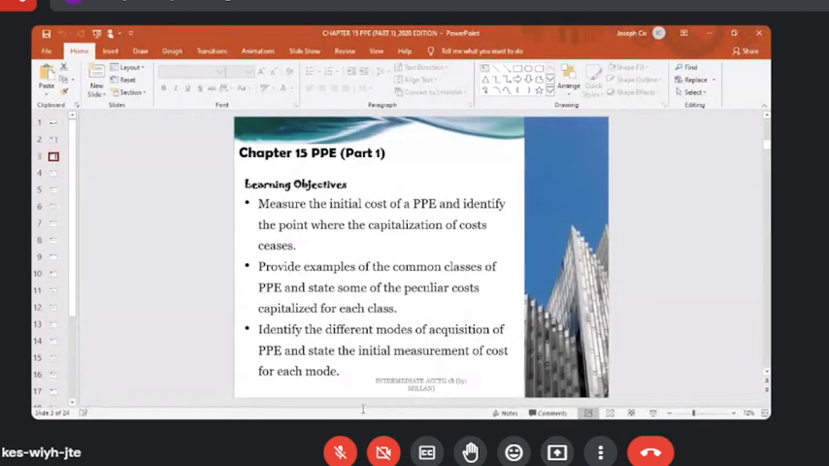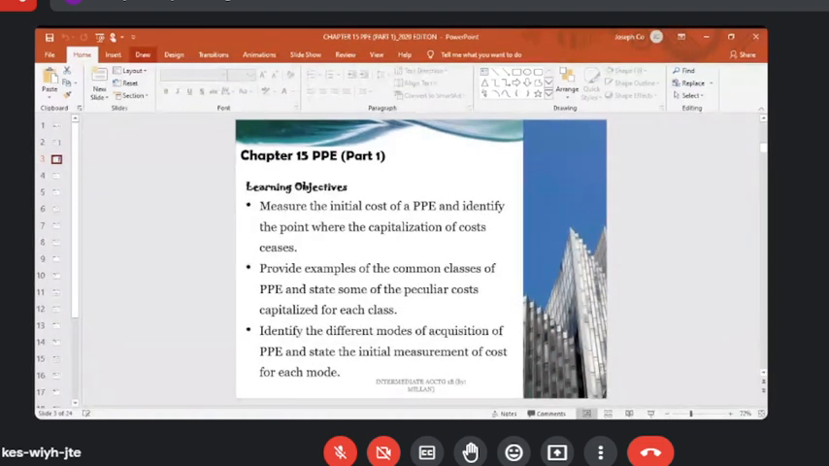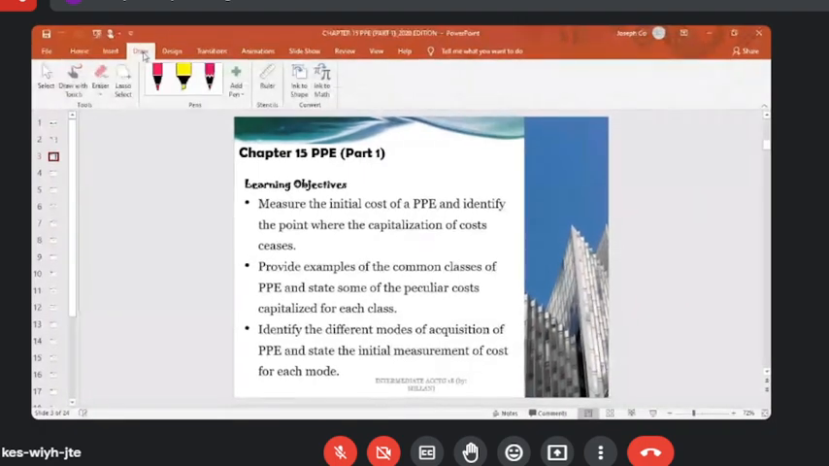Okay, our objectives are to measure the initial cost of property, plant, and equipment, and identify the point where the capitalization of cost ceases, provide examples of the common classes of PPE, and state some of the particular costs capitalized for each class, and then identify the different modes of acquisition of PPE and state the initial measurement cost for each mode.